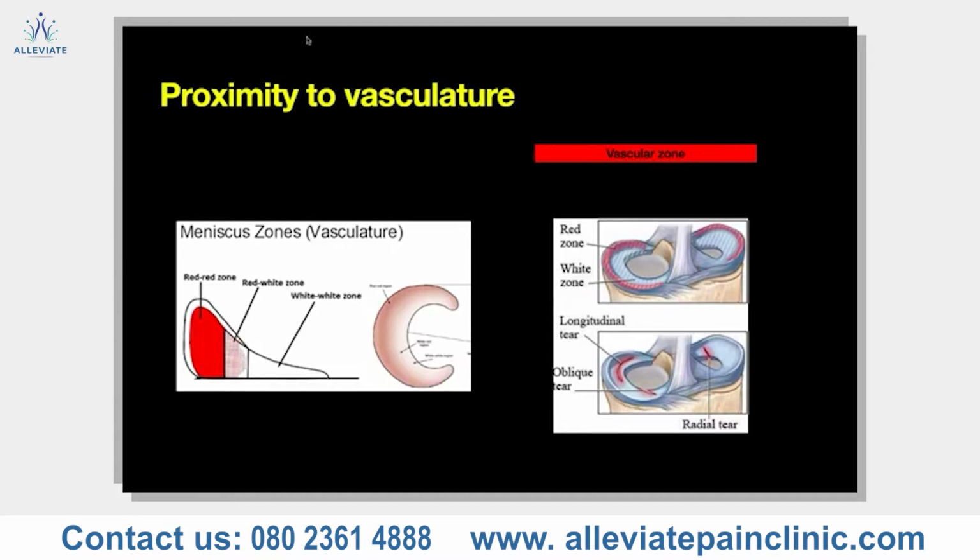So why should we know about these zones? Depending upon the zone where the tear occurs, we can conclude whether the tear will heal or won't heal. When a tear occurs in the red zone, there is a high chance for it to heal completely. When the tear occurs in the red-white zone, there is a lesser chance it can heal, or it may not heal at all. For tears in the white-white zone, there's a very unlikely chance for it to heal. So tears in the white-white zone may require a meniscectomy, which is a partial removal of the meniscal tissue.